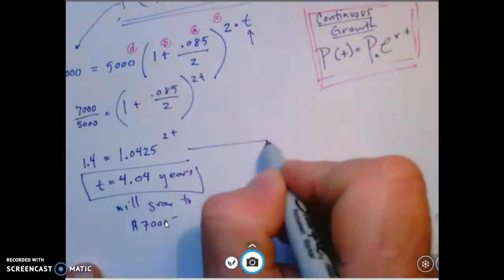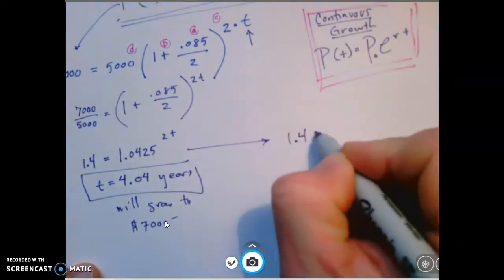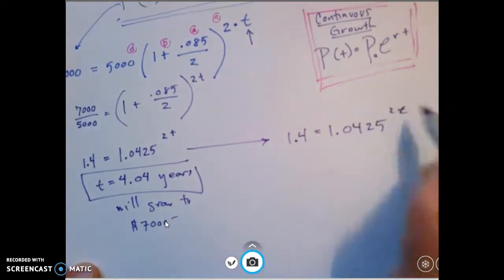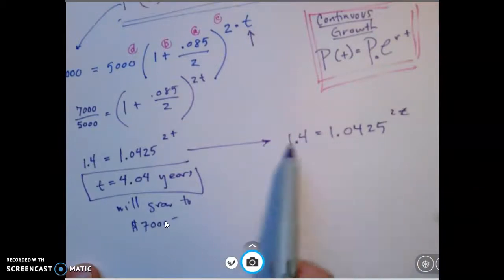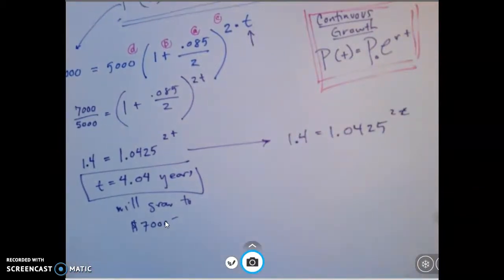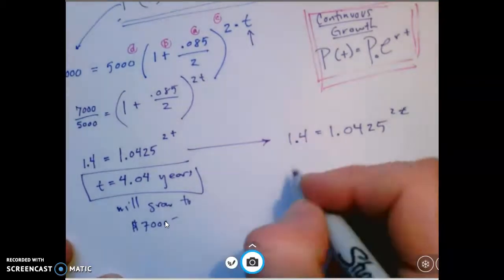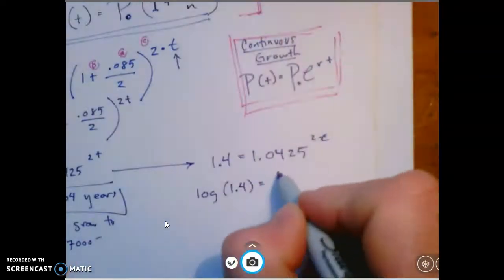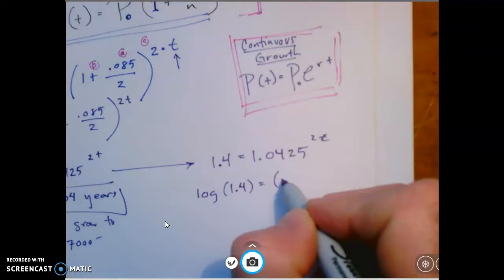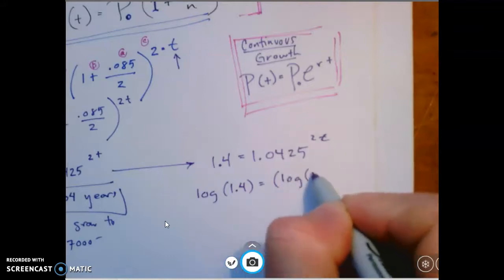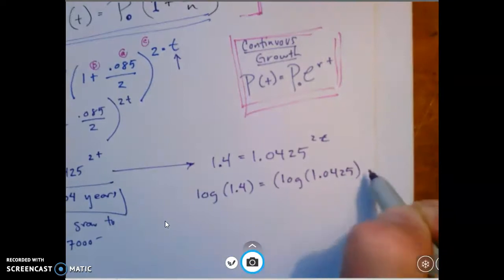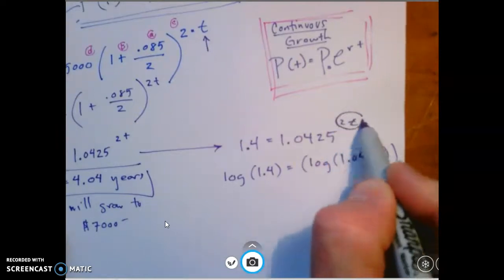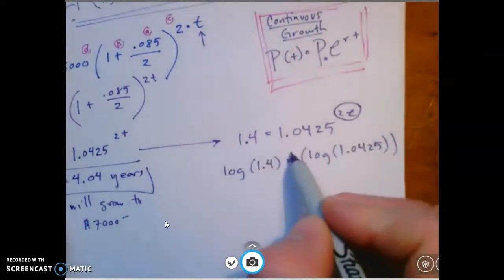If we did this algebraically, I'd have 1.4 equals 1.0425 to the 2t, and this is more the log process. I'm going to take the log of both sides. Now I can take log base anything, but I personally just use log base 10. What happens over here is my exponent drops. So my exponent, when I take the log of both sides, pops right in front.